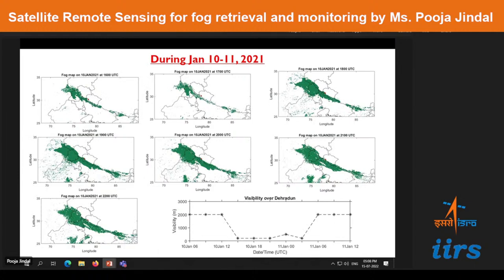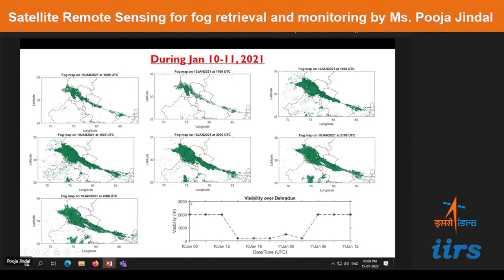Another example I want to show you is January 10-11, 2021. These are the fog patterns at different times. Again this red dot indicates the location of Dehradun. You can see this fog patch is there at 16 UTC, 17, 18, and it persisted up to 22 UTC. Again, we validated this information with ground information.